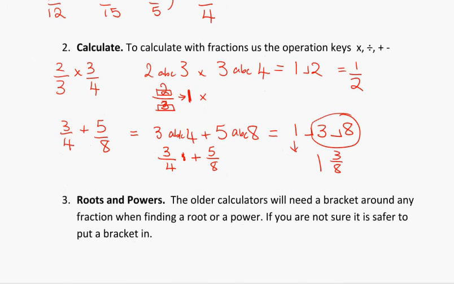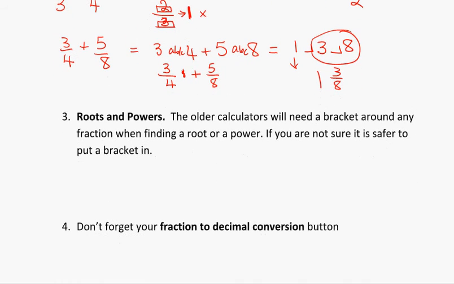Now don't forget, when you're finding roots and powers, the older calculators will need a bracket around any fraction when finding a root or a power. But if you're not sure, it's safer to put a bracket in anyway. Square root of 3/4: I'd do the square root button, bracket, 3 ABC 4, bracket, equals. The calculator will actually give the answer as a decimal.